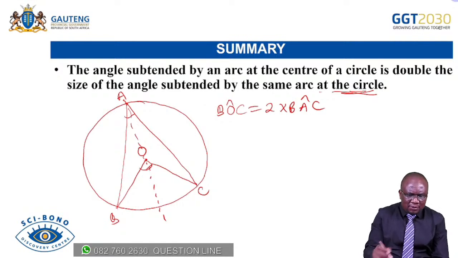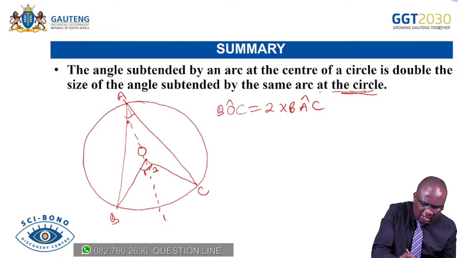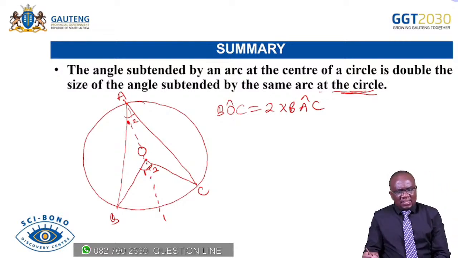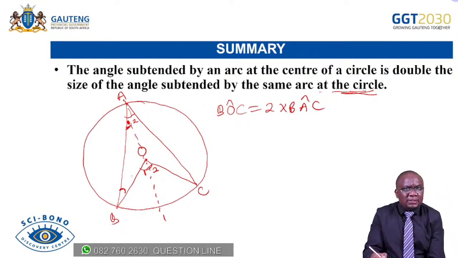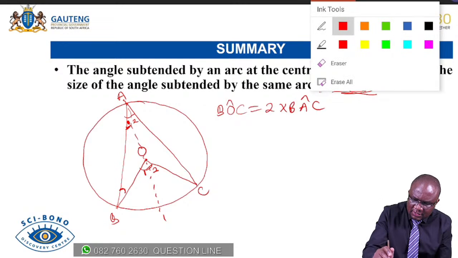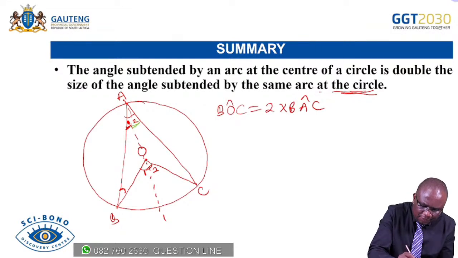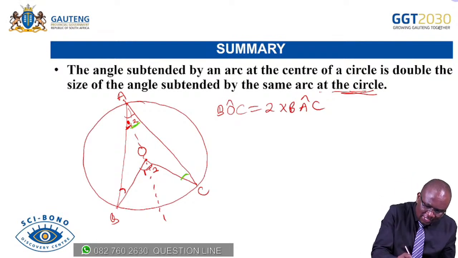Let's name our angles. This is O1, O2. This is A1 and A2. Now we can say this angle here is equal to this angle here because OA and OB are equal. This angle here is equal to this angle here because angles opposite equal sides are equal. OA is equal to OC. And now this is an exterior angle.